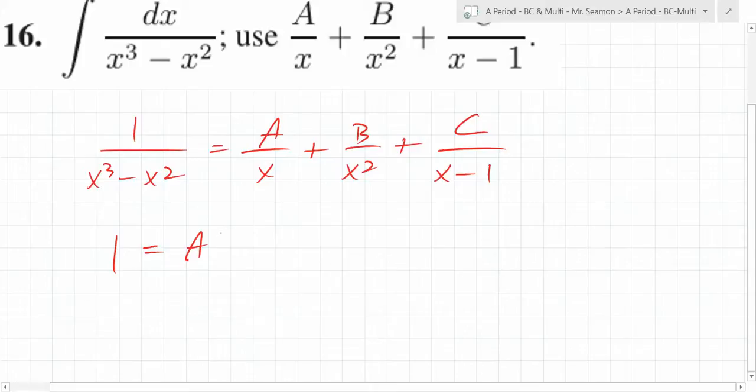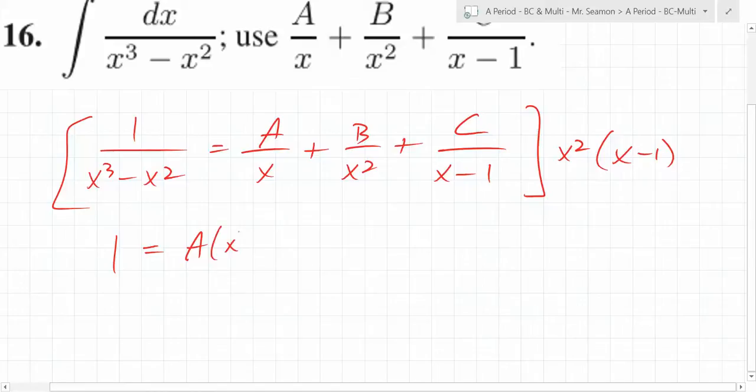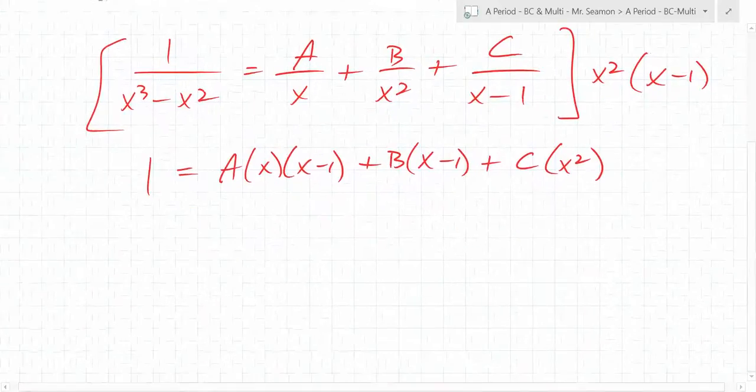So we're going to multiply everything by x squared times x minus 1. Okay, so it's going to be A times x times x minus 1, plus B times, is this a little nicer? Yeah, much nicer. Fine, you're right. It's not that bad. Okay, so what should we do now?